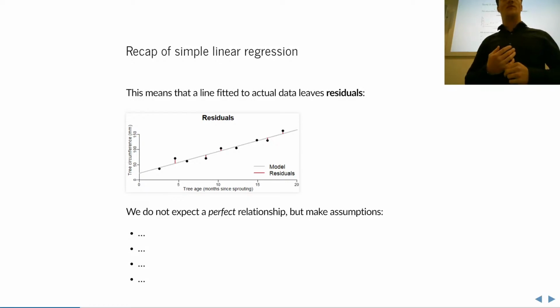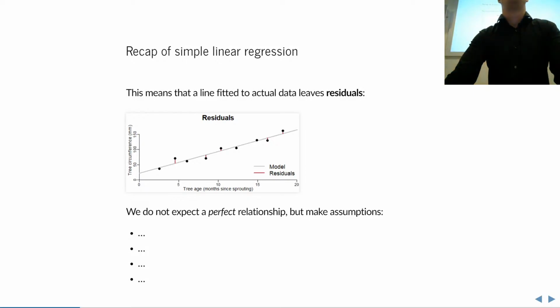So can anyone help me remember what the assumptions were? Yeah? Linearity, constant variance, residuals. Yeah, so linearity, constant variance across the explanatory variables, so that means the variance over here should be more or less the same as over here. Anything else?